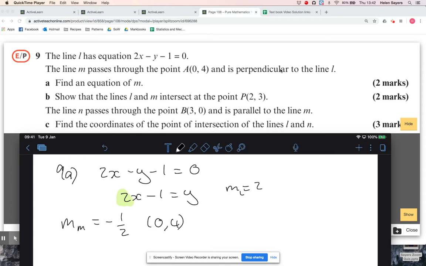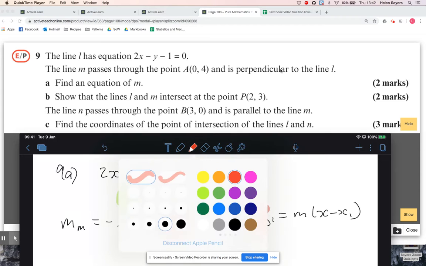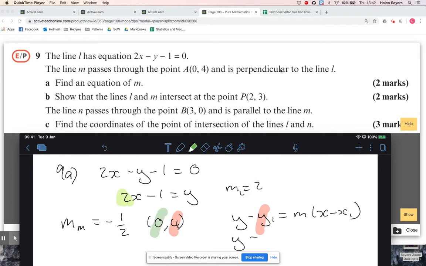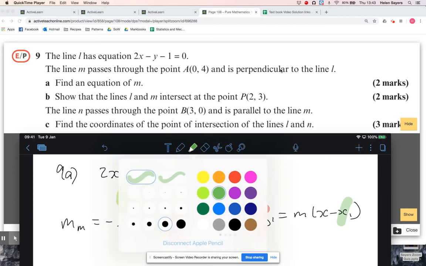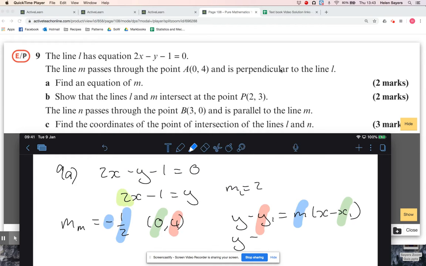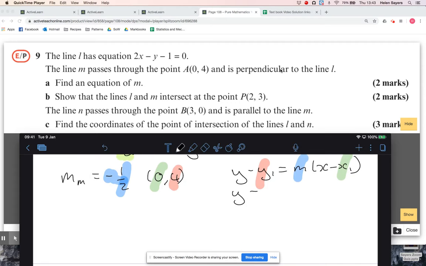So I'm going to use y minus y1 is m times x minus x1. My y coordinate is 4, my x coordinate is 0, and my gradient is minus 1/2. So I'm just subbing all those values in. So it's y minus my y coordinate is the gradient times x minus my x coordinate. So y minus 4 is minus 1/2 x.